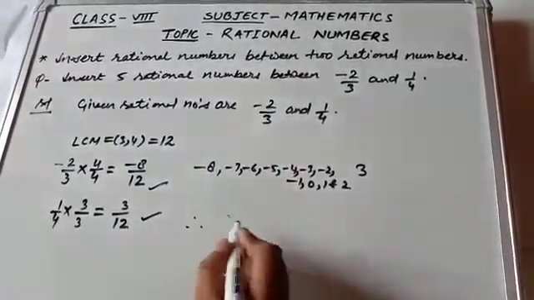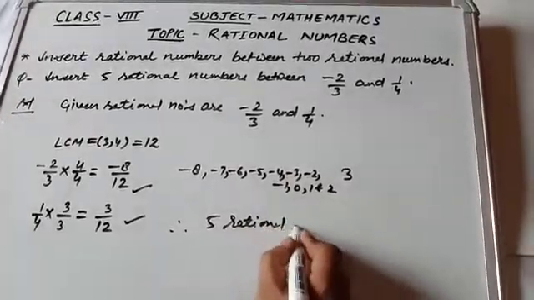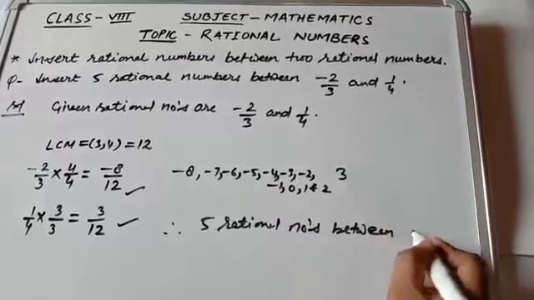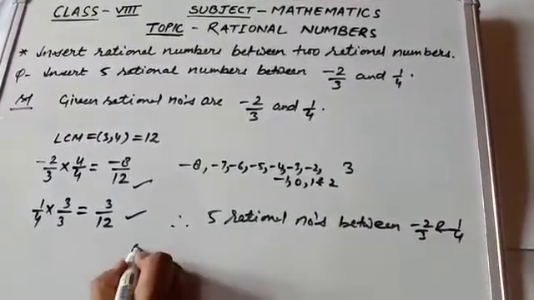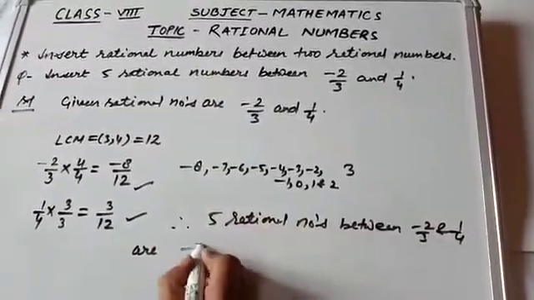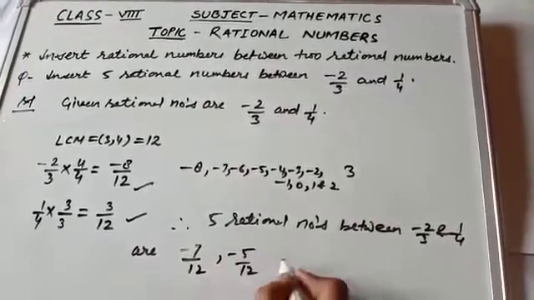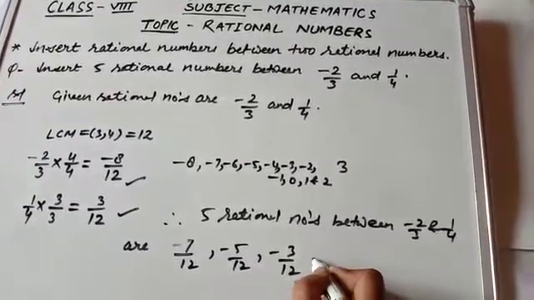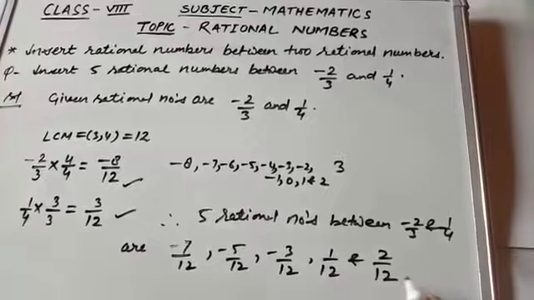So therefore 5 rational numbers between minus 2 by 3 and 1 by 4 are, so you can choose any 5 numbers. Suppose minus 7 upon 12, minus 5 upon 12, minus 3 upon 12, 1 upon 12 and 2 upon 12.